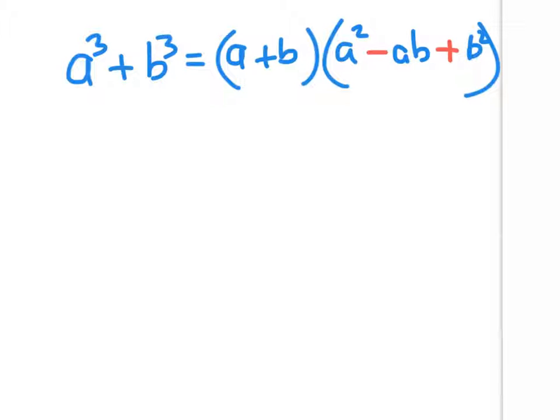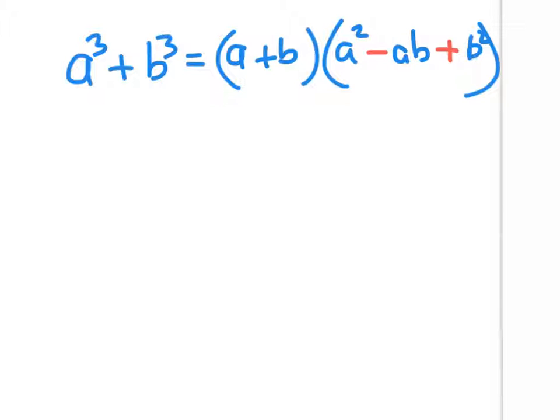So once again, it's a binomial times a trinomial. The first binomial is exactly what you see here without the exponents. These guys, don't write them. It's just a plus b. And it's always going to be a squared, and of course it's positive because anything squared is positive. In the middle you're going to have ab, and the last one's going to be b squared. And this middle ab has to be a minus. Why? Because this one's a plus, which means the middle one is going to be the opposite, which is a minus.